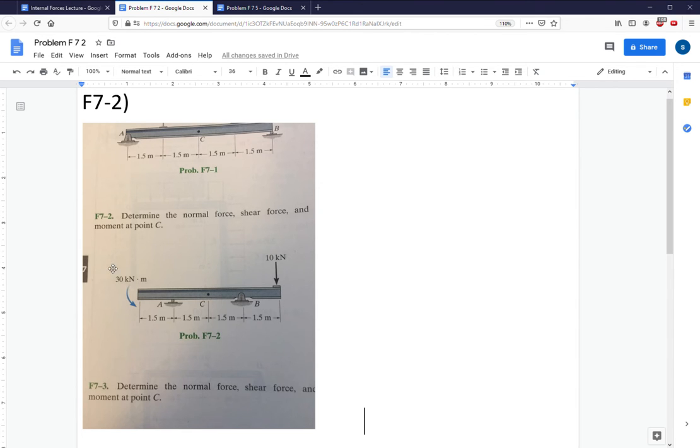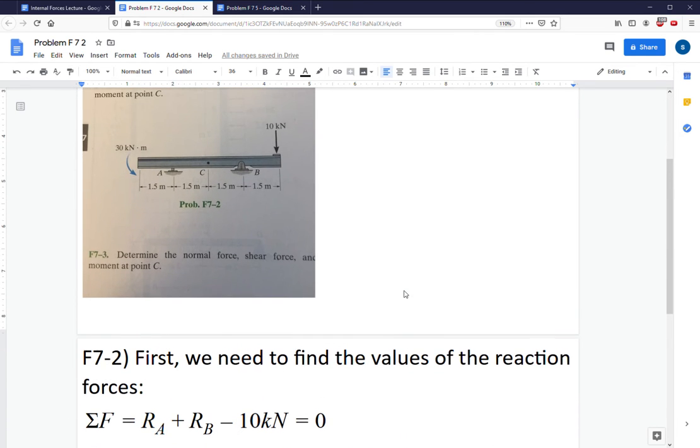To find those, we do Newton's second law on the beam as a whole. In the x direction, there is just the x component of the reaction at B, so RBx equals 0. In the y direction, we have reaction at A, which we're going to assume is upward, reaction B, which we're going to assume is upward, and this 10 kilonewton force applied downward. We do have this 30 kilonewton meter moment here, but that does not actually apply any net force. Remember, this moment is probably in the form of a force couple, which has a net force of 0.